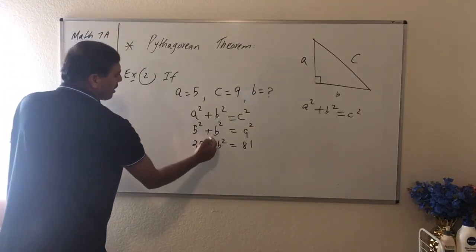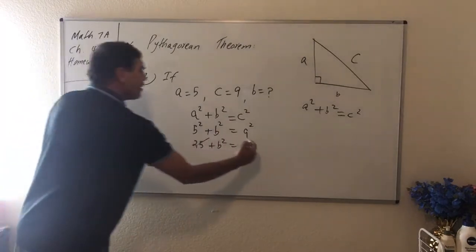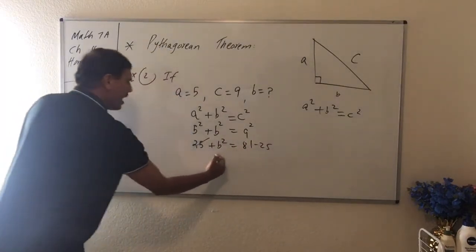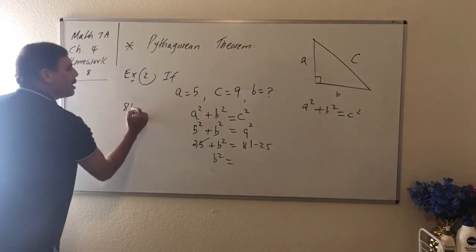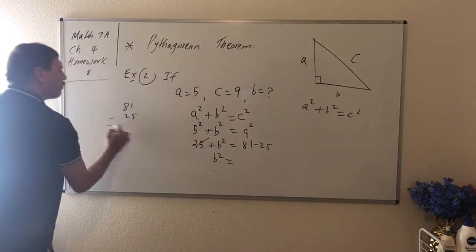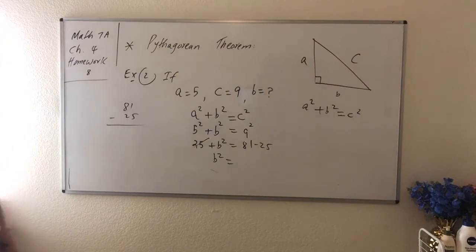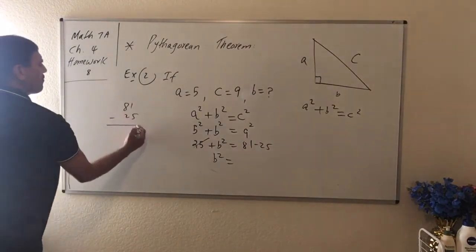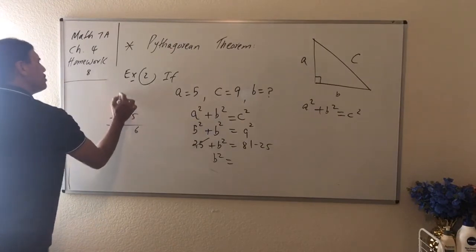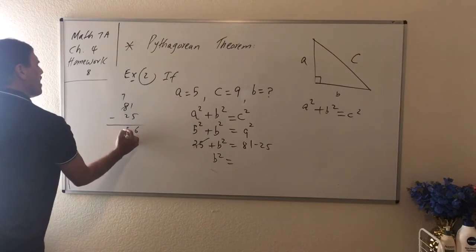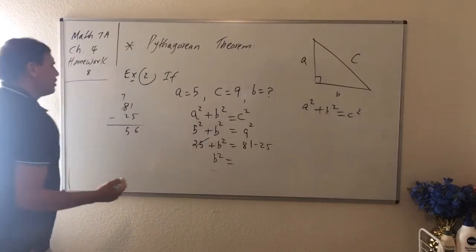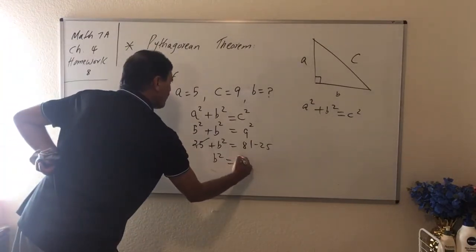So what is the 25 opposite? It becomes minus 25 on the other side. So b squared equals, what is 81 minus 25? Careful here, you can use the calculator if the numbers are big, so you can use the calculator for the homework. What is 11 minus 5? It's a 6. So this is a 7. What is 7 minus 2? Which is 5. So this is 56. So then b squared equals 56.